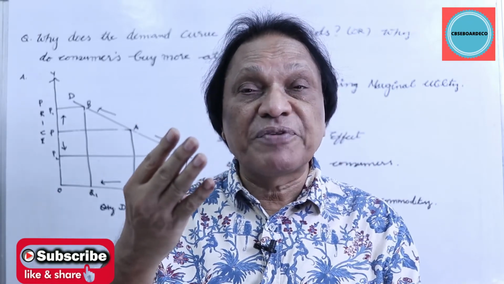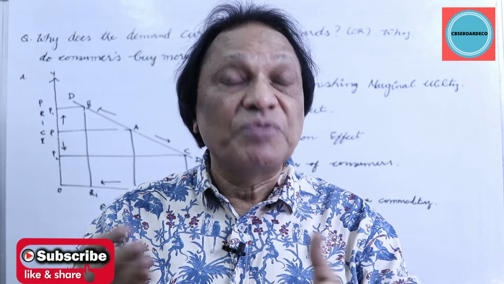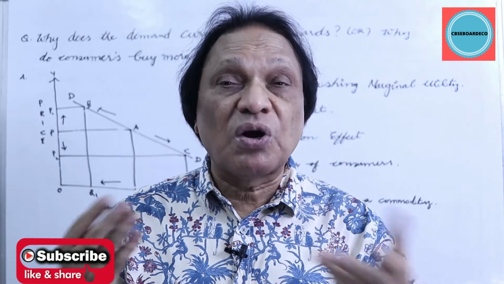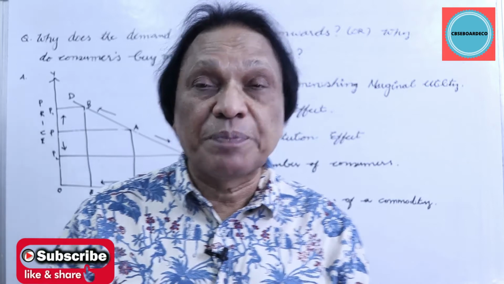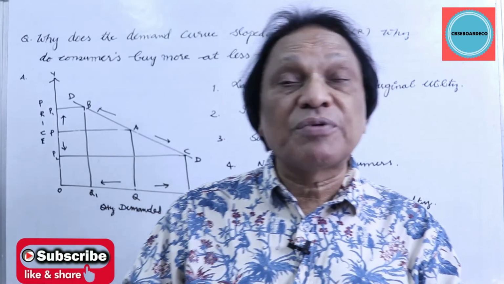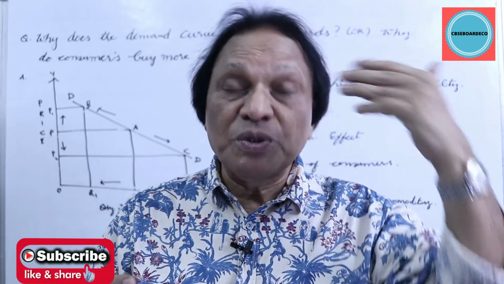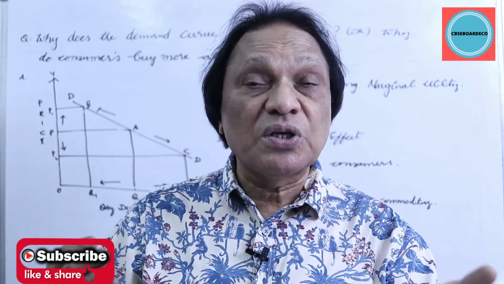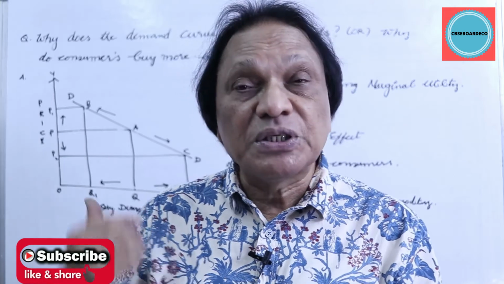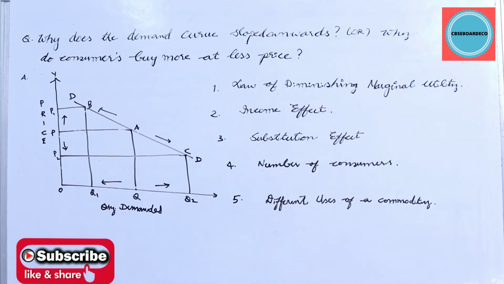And the next one, number of consumers. When the price of a commodity comes down, the people who normally buy that commodity will start buying more of it. Even new consumers are attracted. So recently, the prices of electronic items have come down: air conditioners, mobile phones, TVs. So what happened to the demand for them? The rich consumers are buying more, and even new consumers are attracted. The last one is different uses of a commodity. If a commodity can be put to many uses, obviously its demand goes up with the fall in price.